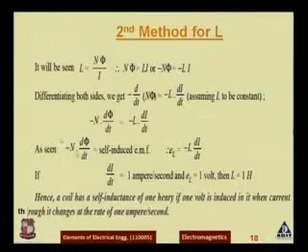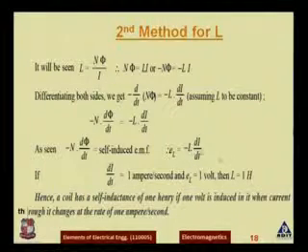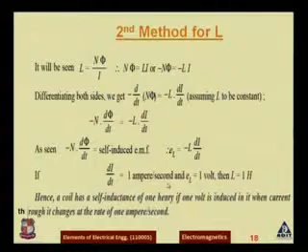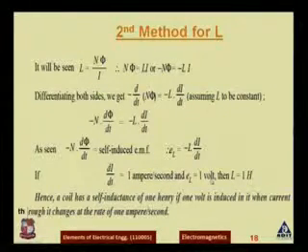So as seen, minus N dφ/dt is equal to the self-induced EMF, denoted by E_L, where E means EMF and L means the inductance. So E_L is equal to minus L di/dt. If di/dt, the rate of change of current, is 1 ampere per second, and E_L is 1 volt, then the inductance L is equal to 1 Henry.